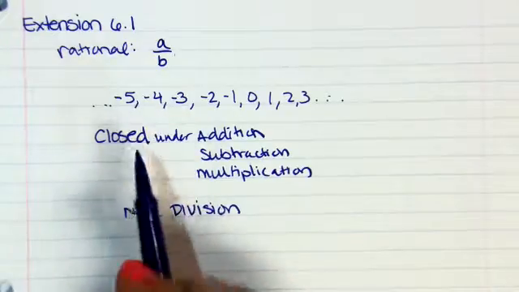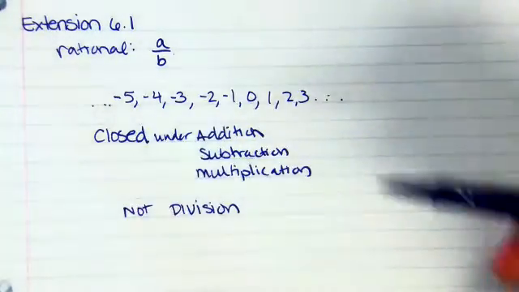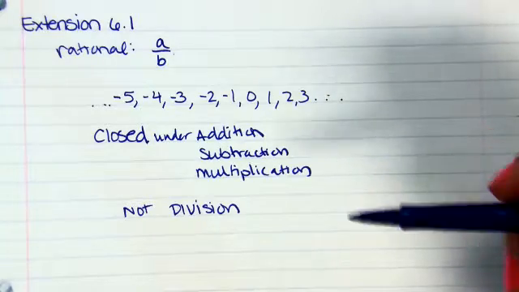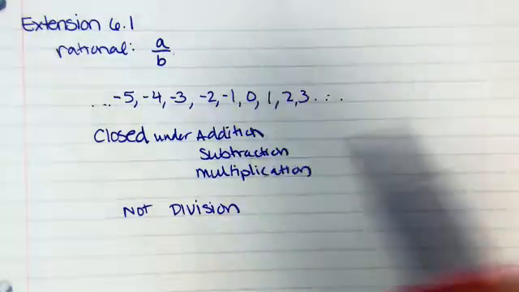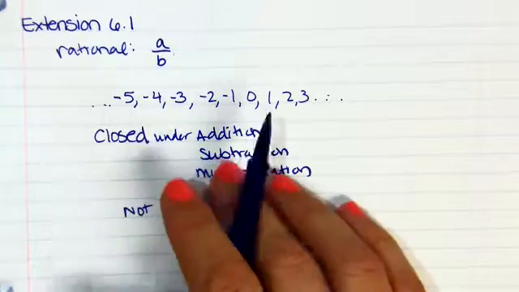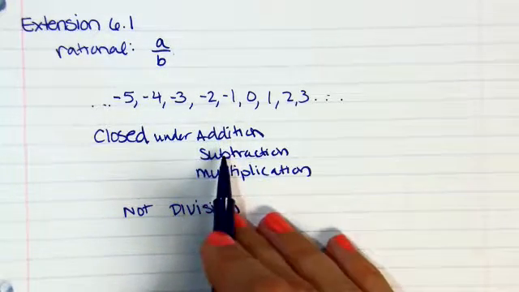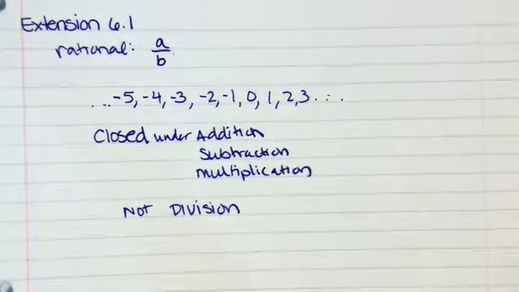So what we're looking at today is sets of numbers and whether they're closed under certain operations. A set of numbers is just a group of numbers. All of the integers, that would be a set of numbers. And just as an example, the integers are closed under addition, subtraction, and multiplication, but not division. So here's what that means.